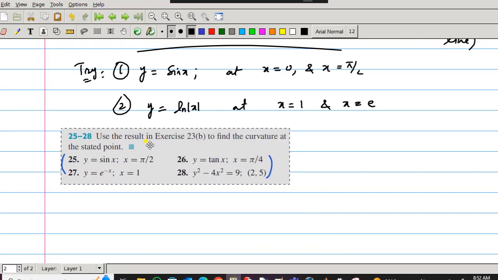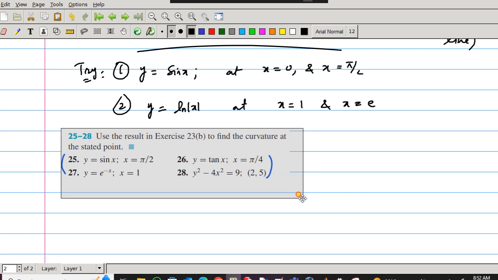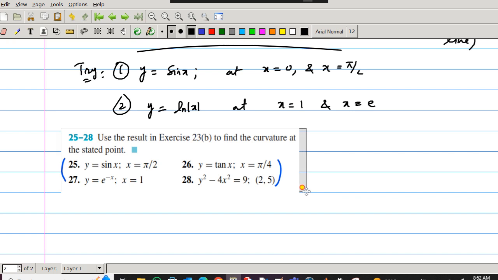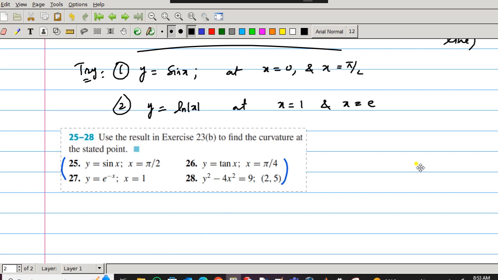So you can try these questions as well. So these are 6 questions. You can try that as well. So this is the same question which I wrote. Y is equal to sine x. This is the 25th question, which I wrote. Y is equal to sine x at x equal to pi by 2. I also said at x equal to 0 as well.